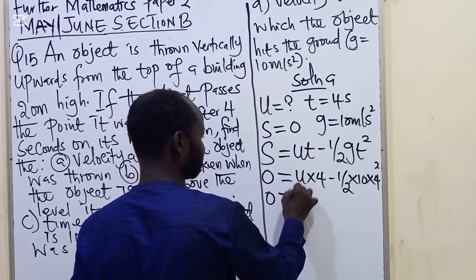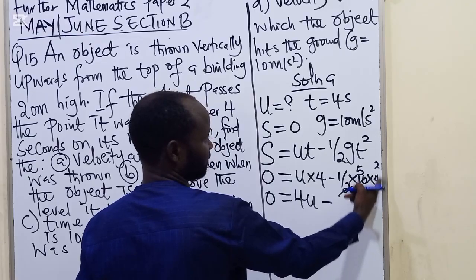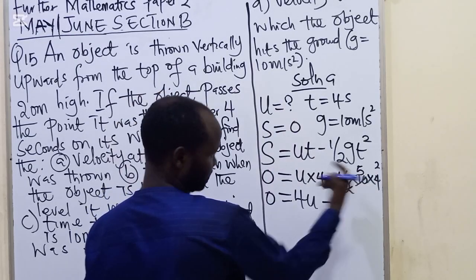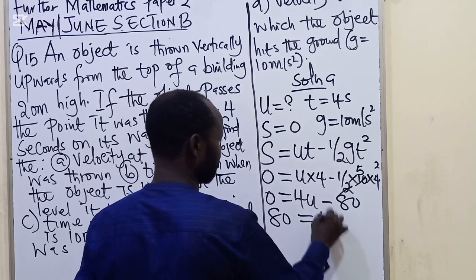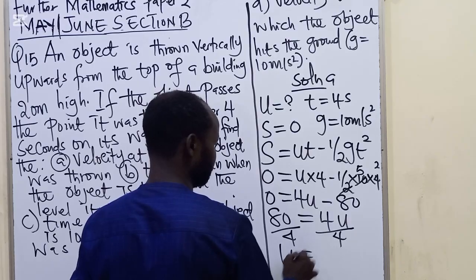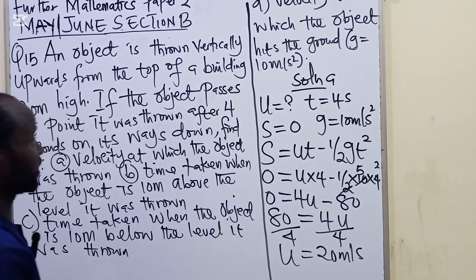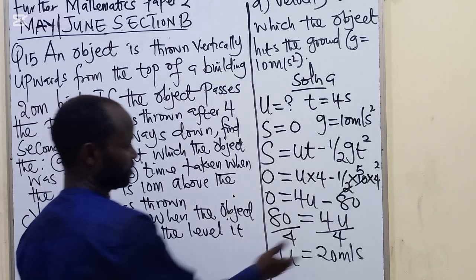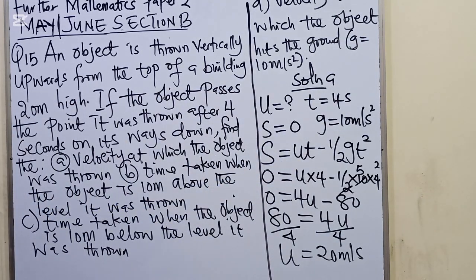This will be 0 equals 4u minus 5 times 4 squared. 4 squared is 16. Of course, 16 times 5 is 80. Let's find u. 80 will be equal to 4u. Divide both sides by 4. U now will be 20 meters per second. That's 80 divided by 4. Very important. The velocity at which the object was thrown is 20 meters per second. That's the initial velocity.